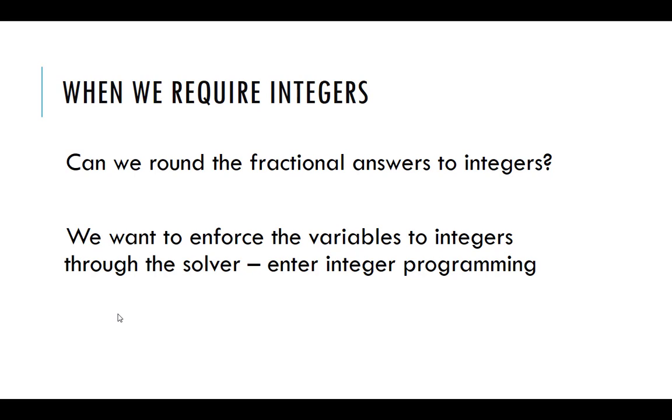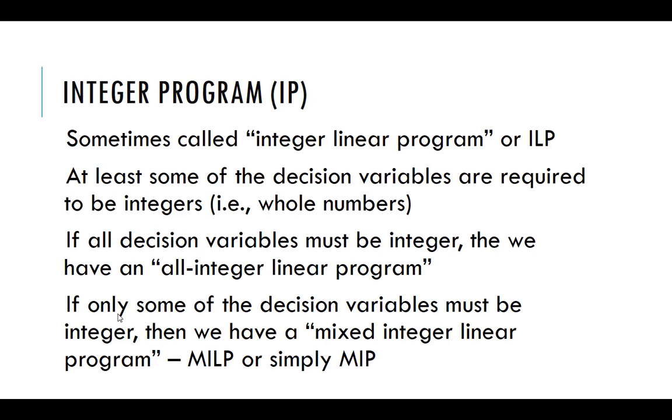So what we want to do is enforce the variables to be integers through our solver engine. That is what we call integer programming. An integer program is sometimes called an integer linear program or an ILP. I tend to stick with IP or MIP, which is a mixed integer program. In an integer program, at least some of the decision variables are required to be integers. They may not all have to be, but at least some of them. If all of the decision variables must be integer, then we have a special case, which we call an all-integer linear program. If only some of the decision variables must be integer, then we have a mixed integer linear program, or MIP. I usually use IP or MIP when I talk about it.